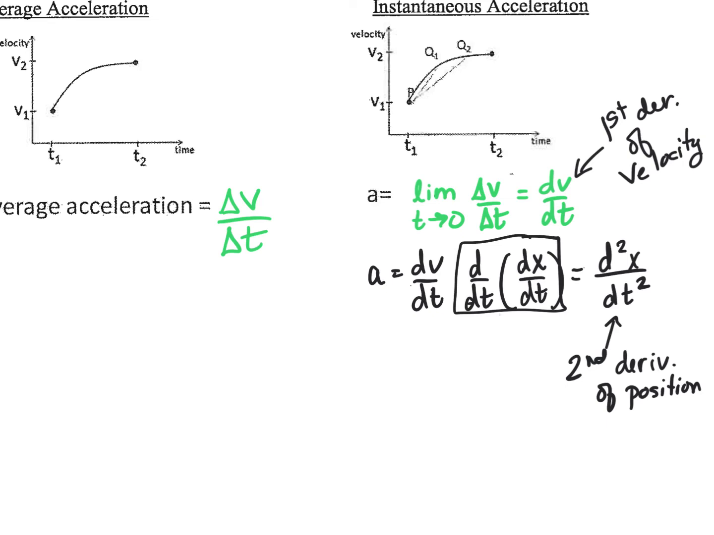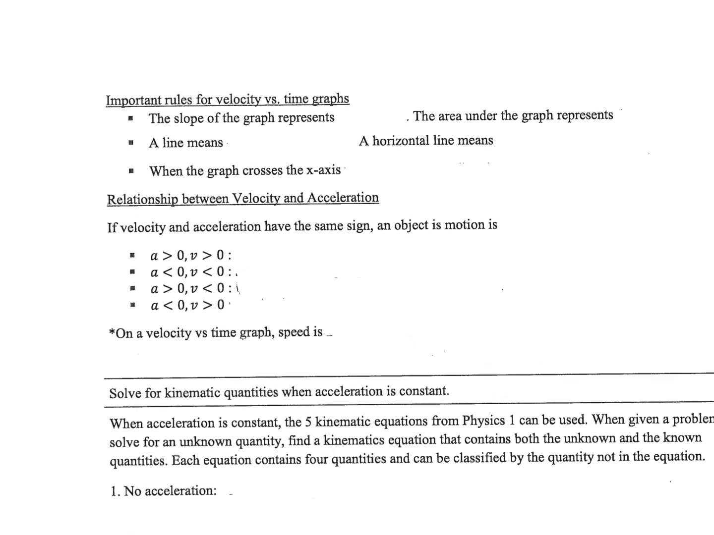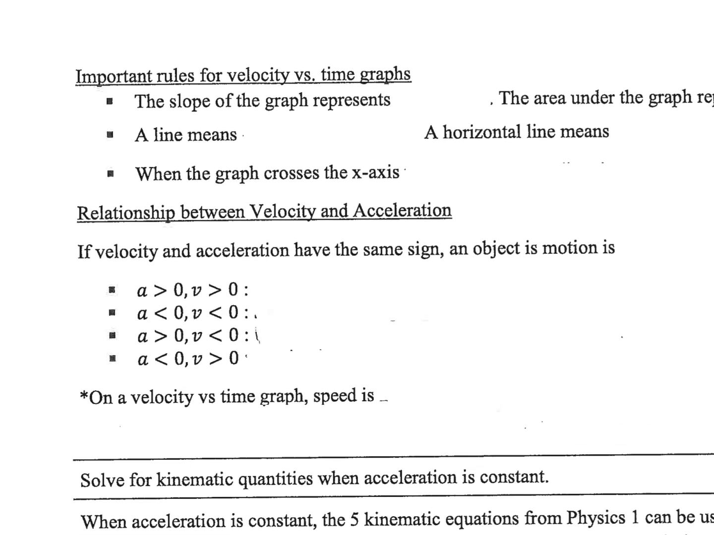So let's talk a little bit about rules for velocity time graphs. We talked about them for position time graphs, so now we got to talk about them for velocity time graphs. And what is the relationship between velocity and acceleration? Are we good? Okay. Important rules for velocity versus time graph.